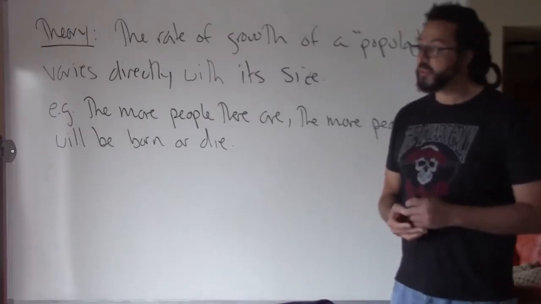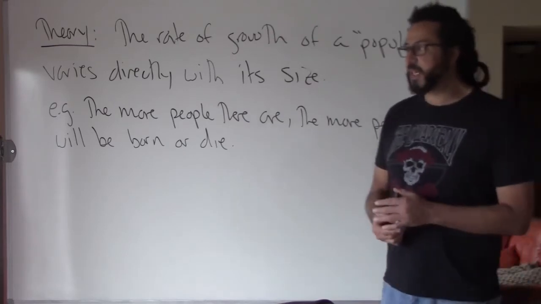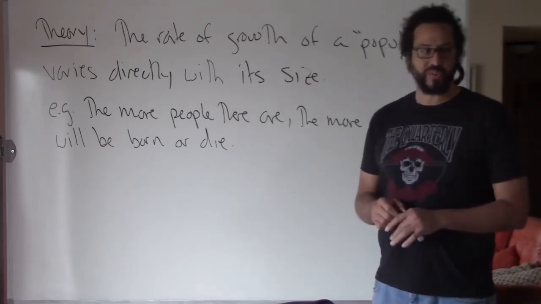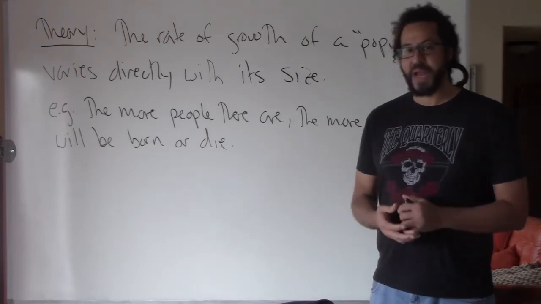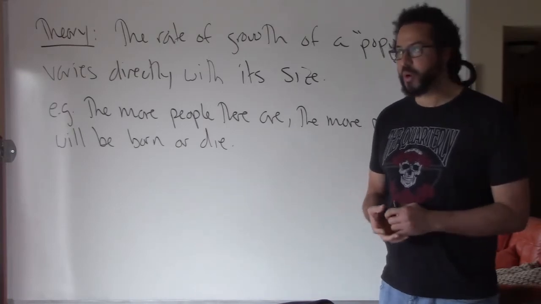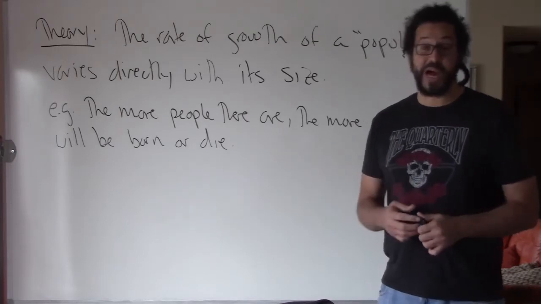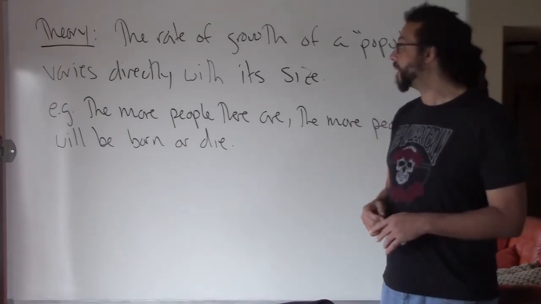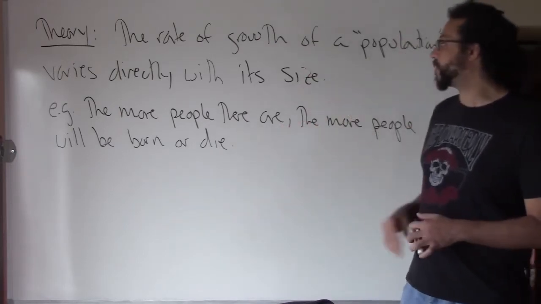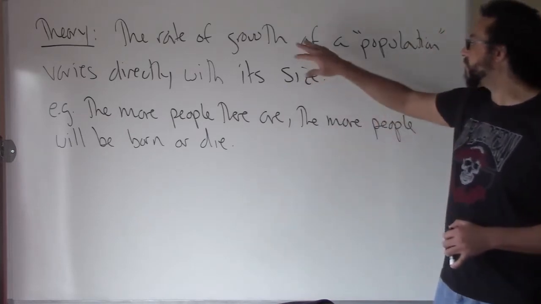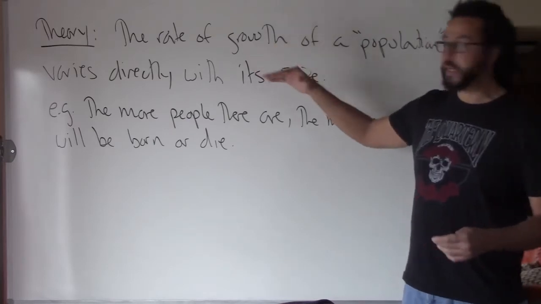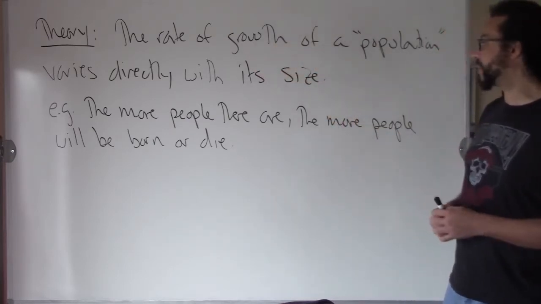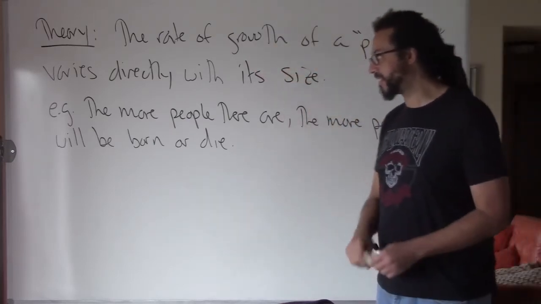In this lecture, we want to talk about this concept of the law of uninhibited growth or decay. And this is an example of mathematical modeling. So here we want to model the size of a population. And so the main principle here is that the rate of growth of a population, growth or decay, right? The rate of growth of a population varies directly with its size.